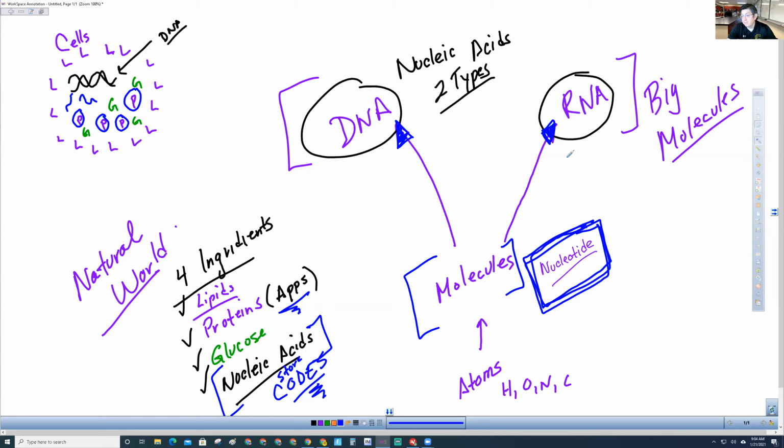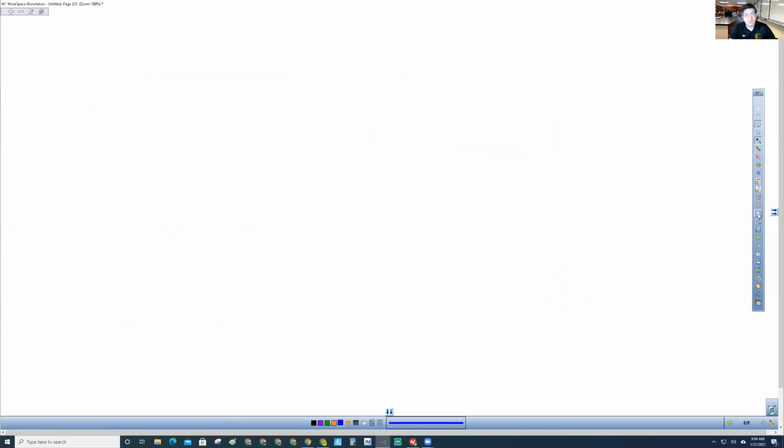Does that make sense? Same thing happens for the cell, right? And so now that you guys understand the big picture, now we can start talking about DNA and RNA. And the first thing that we need to remember is that both of these are made up of these small molecules called nucleotides. So let's talk about a nucleotide.